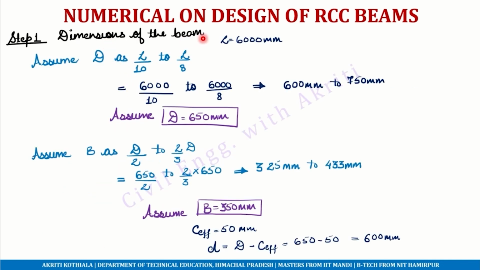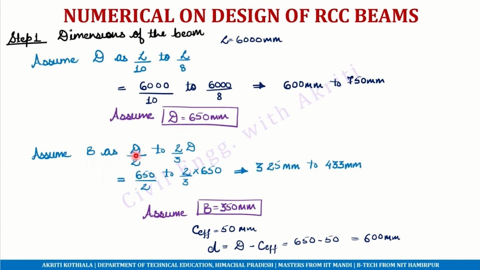So dimensions of the beam, again like the previous question, we have L given to us to be equal to 6,000 millimeters. So we are assuming D as L by 10 to L by 8. So that is 6,000 by 10 to 6,000 by 8, which comes between 600 mm to 750 mm. And like the previous case, we'll be assuming D is equal to 650 mm.